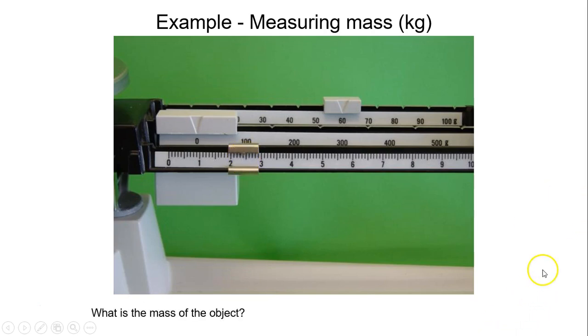So the total mass is 62.40. In this number, 62.4 is for certain. This 0 is estimated. So total significant figures in this measurement is 4.